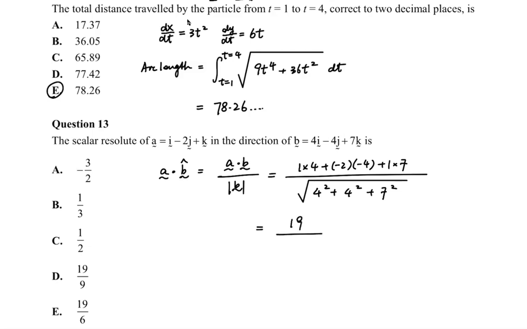And the bottom will be 16 plus 16 plus 49. This will be 81, square root of 81. So this will be 19 over 9. So this is the magnitude of your scalar resolute. Option D.